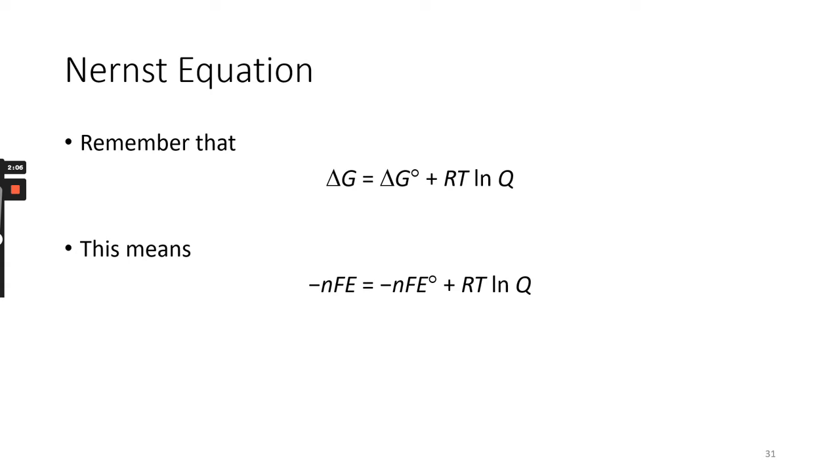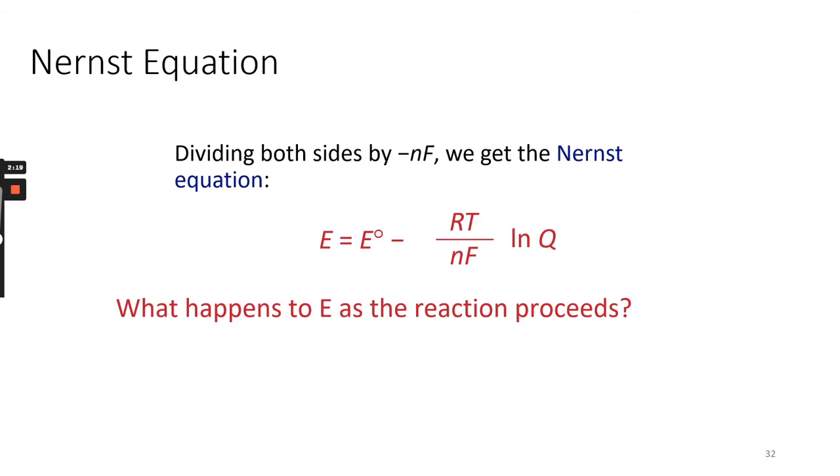So here we have our delta G formula. And this means if we plug in negative nFE for delta G, we get this formula here. And if we rearrange, we get something called the Nernst Equation. In the Nernst equation, we divide both sides by negative nF, and we get E is equal to our E at standard conditions minus RT over nF log Q. And remember Q from equilibrium.